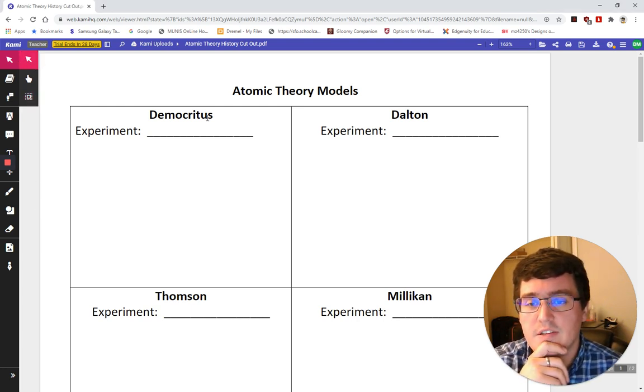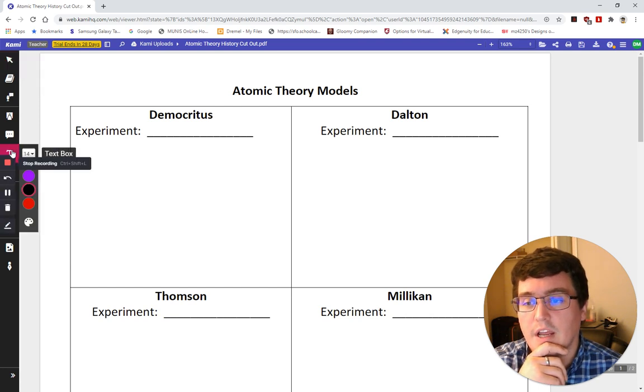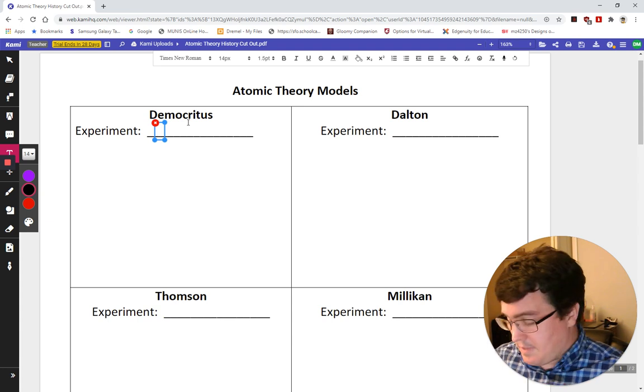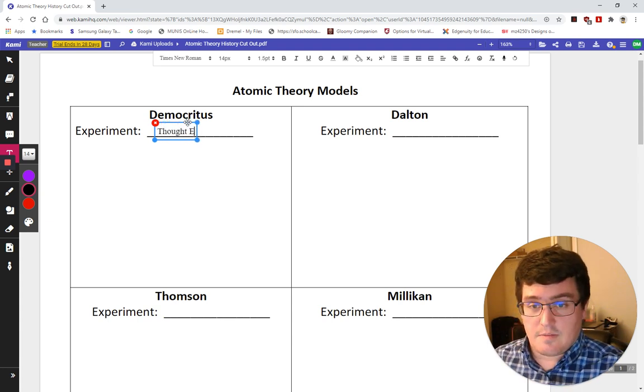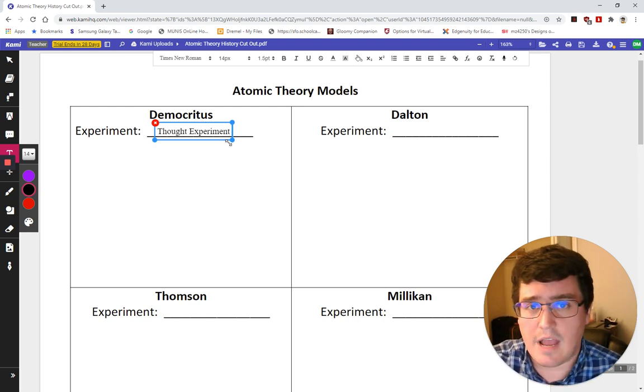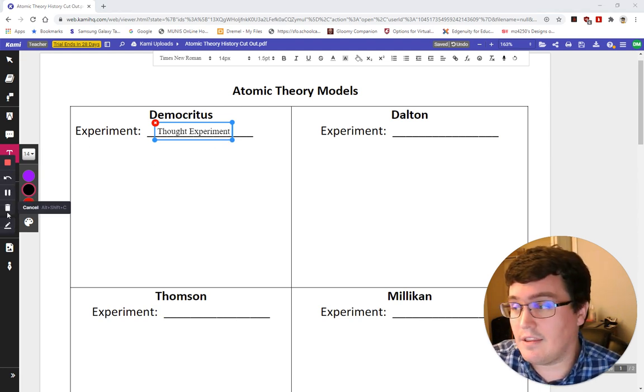So we're going to start off up here with Democritus, and the first thing we're going to do is talk about the experiment that Democritus ran. The experiment he ran was actually just a thought experiment. He didn't do any data collection. He didn't go out and mix anything together. He didn't try anything. He just sat around and thought about this.